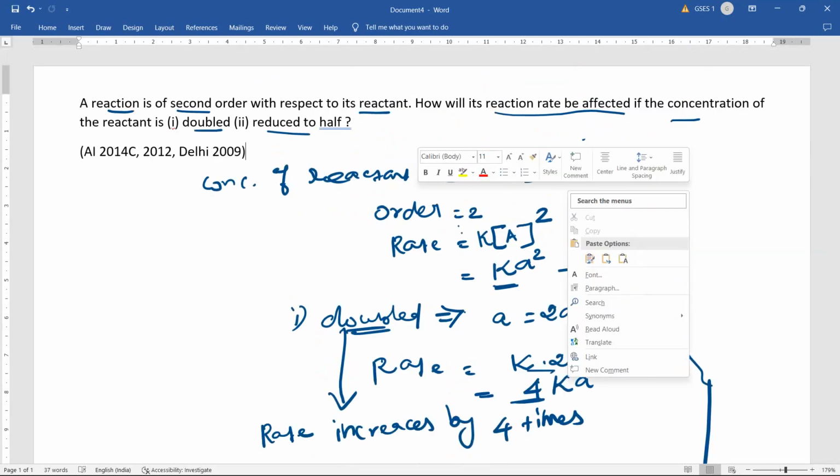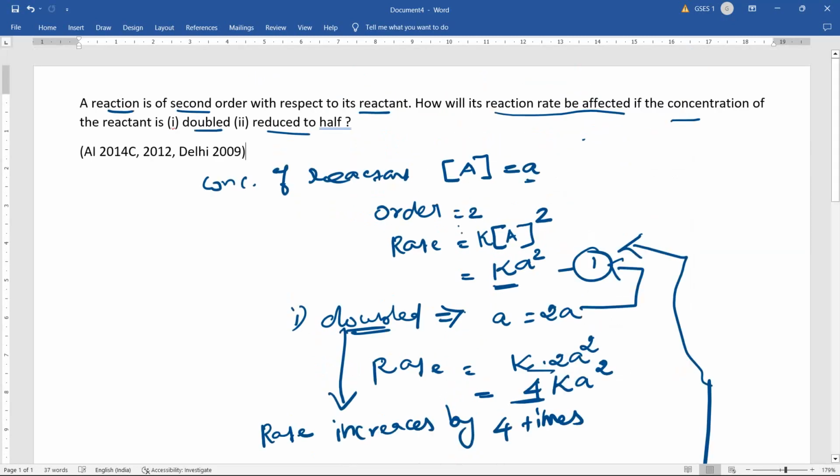Again from the beginning. The reaction is of second order with respect to the reactant. How is the reaction rate affected if the concentration is doubled, or if the concentration is reduced to half? So let us consider the concentration of the reactant as A. The order has been given as 2. So the rate is equal to K into A to the power of 2, the order of the reaction. So K A square.